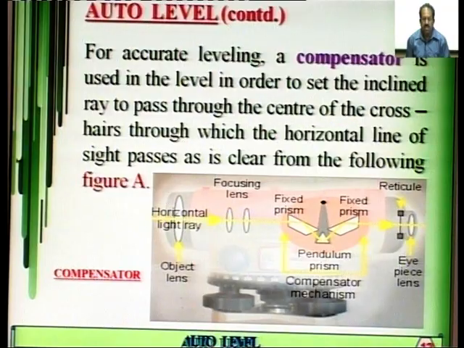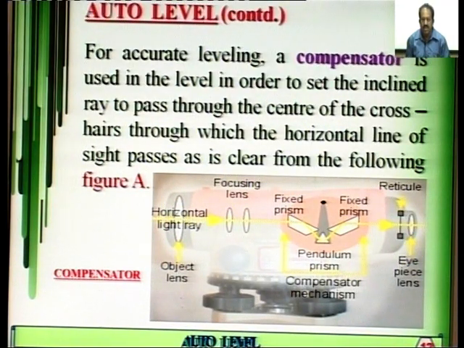So, this is the detail of the technology used in the auto level. For accurate leveling, a compensator, as already discussed, is a major component. A compensator is used in a level in order to set the inclined ray to pass through the center of the crosshairs, through which the horizontal line of sight passes, as is clear from the following sketch. Please see on your monitor screen. A compensator is being shown, how it changes the figure or the image.